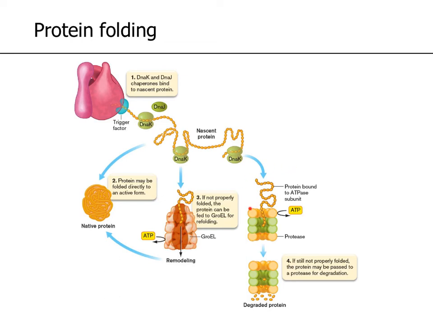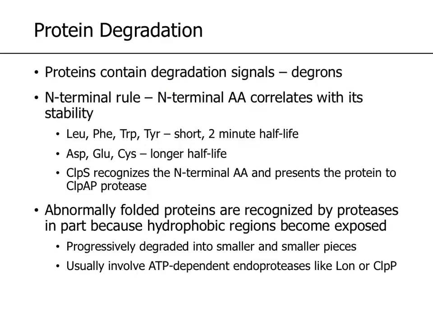What else can happen is that if it notices there are mistakes or errors, it'll go into a protease and start chopping it up into, as you'll see here, the degraded proteins, the individual amino acids. So if you have a misfolded or mistranslated protein, it can just chop it up. We'll talk about that now.